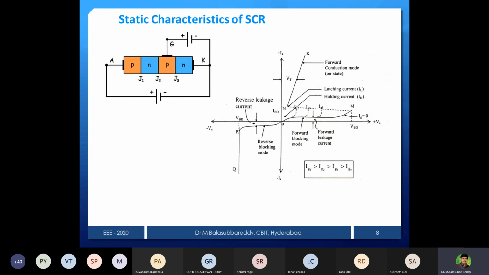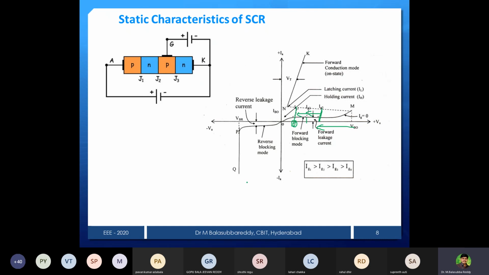Now you can see the dotted lines for the gate current. This one is a dotted line, meaning the gate current will be lesser. The breakover voltage will be less than the VBO, and if you further increase the gate current, the breakover voltage will decrease further. If you apply more and more gate current, the thyristor is going to trigger right there.